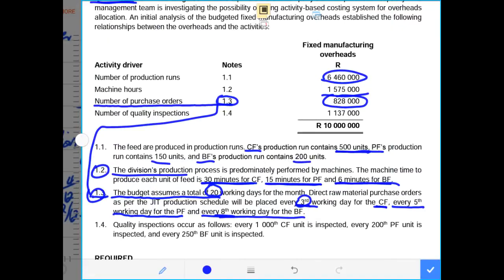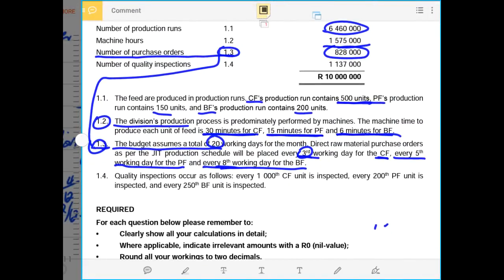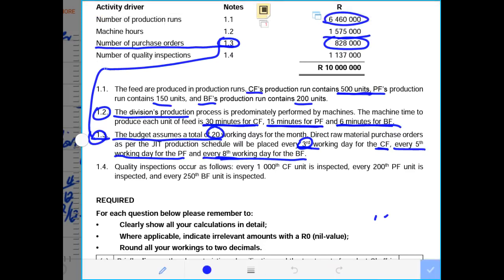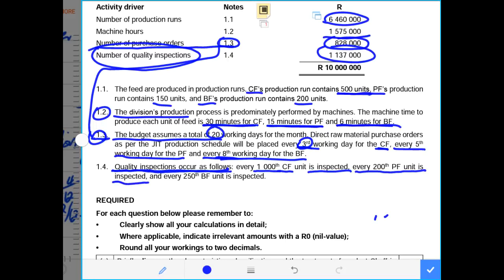The last allocation is the allocation of the quality inspection, which is the number of quality inspections. The amount is 1,137,000. They say quality inspection occurs as follows. Every 1,000 units of CF, inspection takes place. Every 200 units of PF, inspection takes place. Every 250 units of BF, inspection takes place.